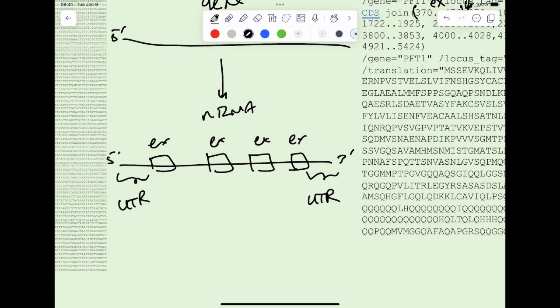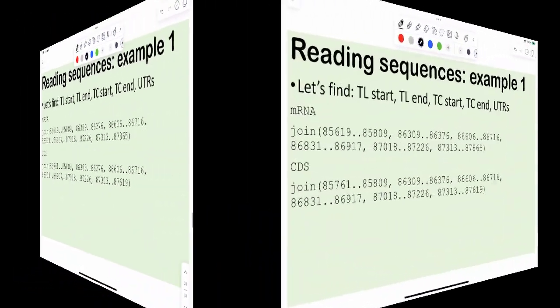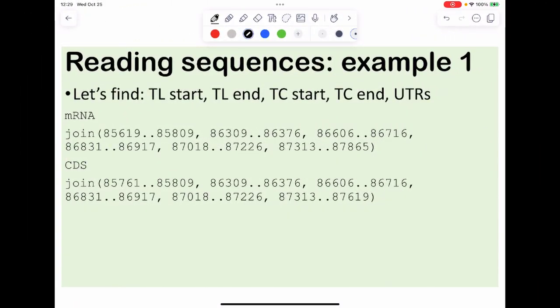So what type of problems can we get from these? Here's quickly going through these three examples: finding the translation start, translation end, transcription start, transcription end, and the UTRs. Here we're just going to see if we can figure out what the numbers are. As a reminder, mRNA is telling us about transcription. CDS, the coding DNA sequence, is going to tell us about translation.